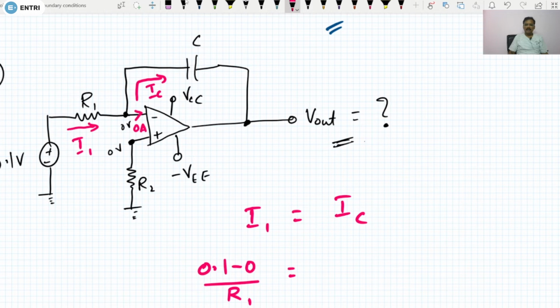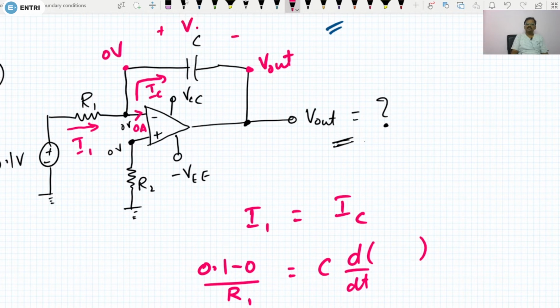What is IC here? IC is nothing but C into d by dt multiplied by the voltage across the capacitor. What is the voltage across the capacitor? Here you are having 0 volts, and here you are having V out. So Vc is equivalent to 0 minus V out here. I am representing V out or V naught.